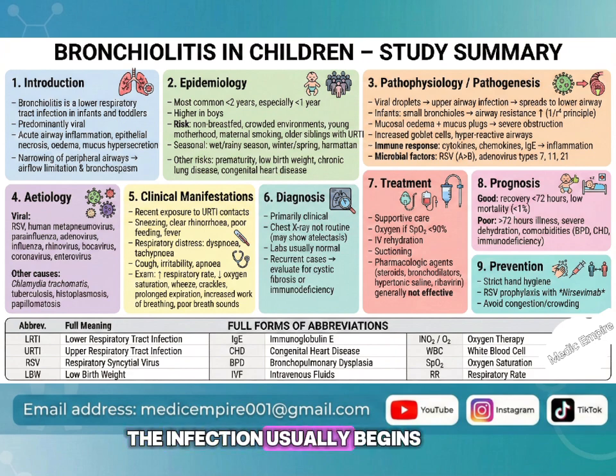The infection usually begins when a child inhales virus-containing droplets or touches contaminated surfaces, and then their eyes or nose. The virus first multiplies in the upper airway, then spreads deeper into the bronchioles. Infants are especially vulnerable because their bronchioles are extremely tiny.